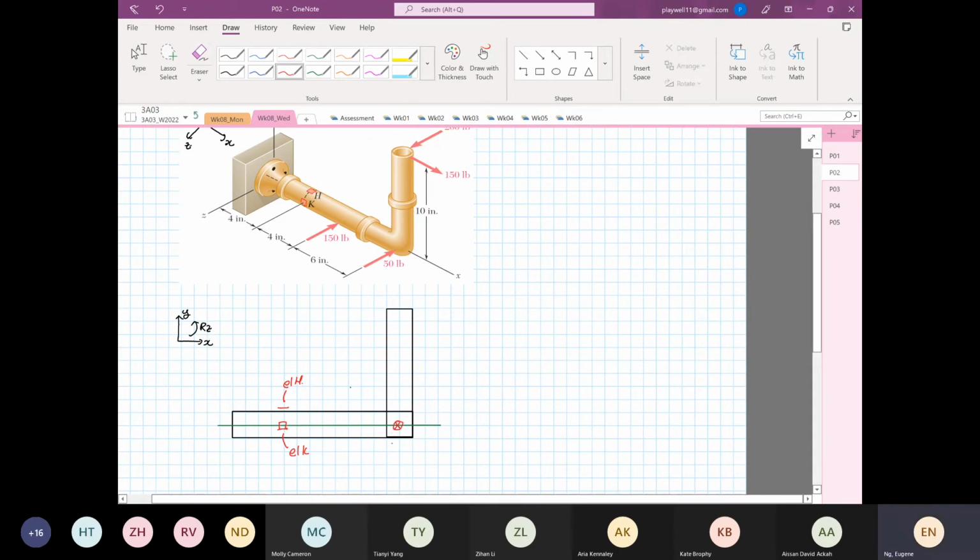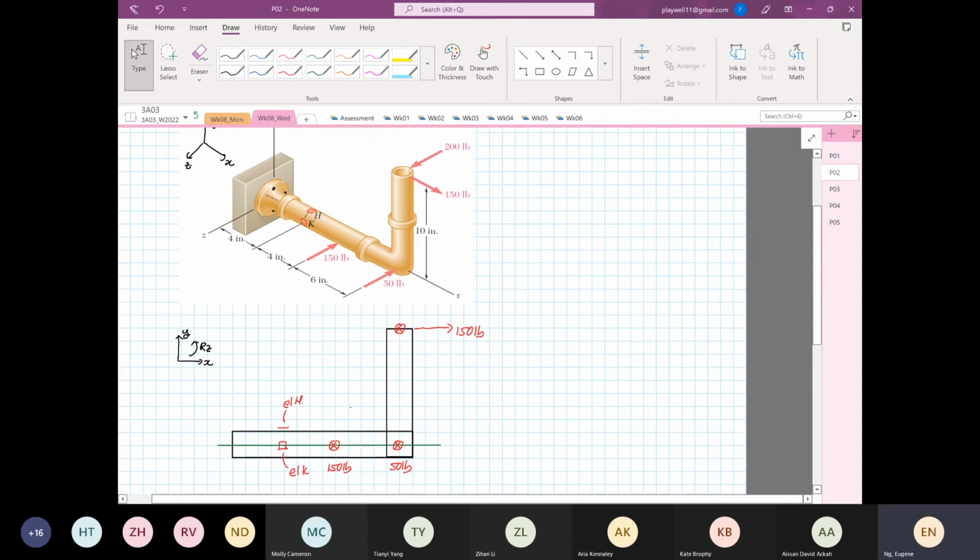We have our 50 pounds. Over here, we have our 150 pounds, right? Then we have a load applied in this direction at 150 pounds. And then we have a force coming in at 200 pounds.